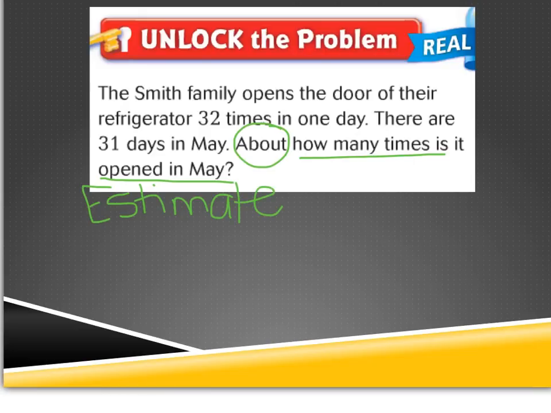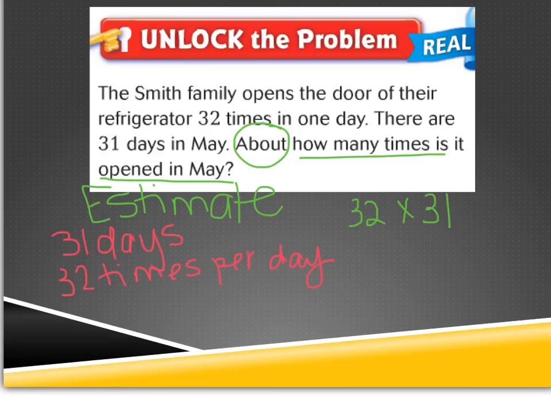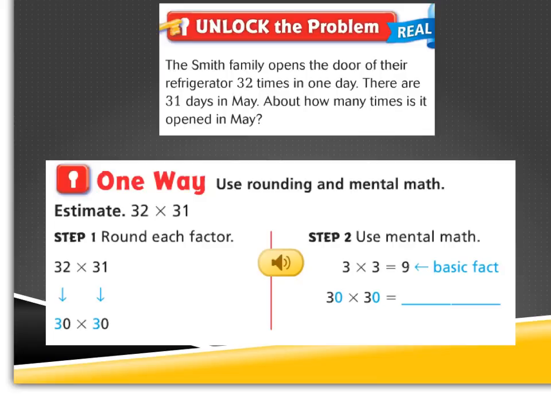The problem tells me that there are 31 days in the month of May and that the Smith family opens their refrigerator 32 times in one day. Since they open their refrigerator 32 times in one day, the problem I would solve is 32 times 31. One way I could solve 32 times 31 is to use rounding.